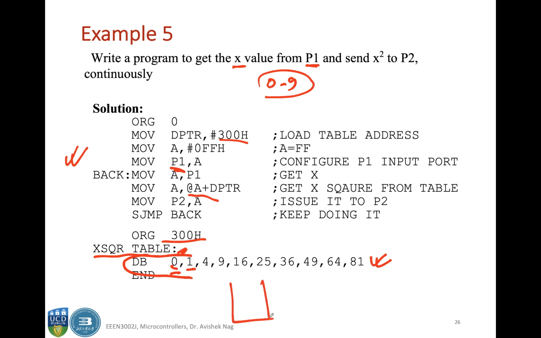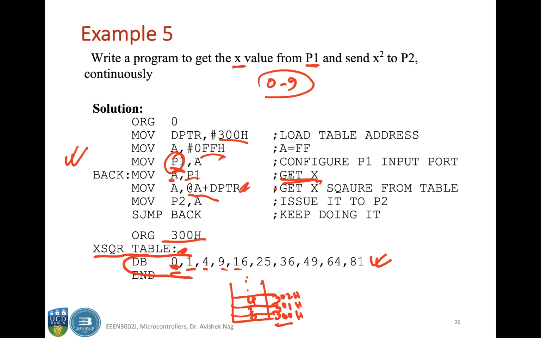So at 300H, at this address you have 0, the first square number, 0 square. At let's say 301H you have 1. At 302H you have 4, and so on. So all these numbers are located at different memory locations starting from 300H. So now you are configuring your port 1 as a read port, as an input port, by moving this number 0FF to port 1, and then you are getting your X from port 1, moving it to the accumulator, okay, and then you are doing this operation.